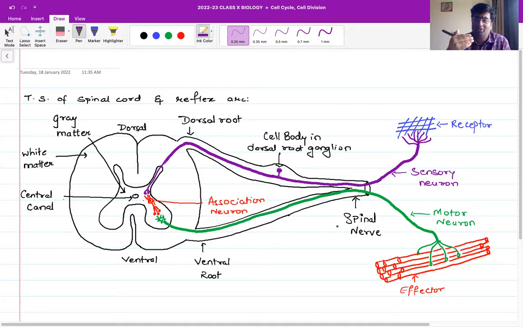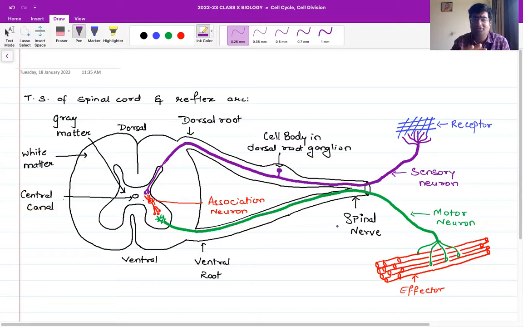That association neuron or the interneuron receives the incoming sensory impulse, analyzes it, interprets it, and generates an outgoing motor impulse. So the motor impulse is then carried by the motor neuron, which passes through the ventral root, emerges out, and supplies the effector. So this is the shortest route from the receptor to the effector via the CNS, and this shortest route is called the reflex arc.